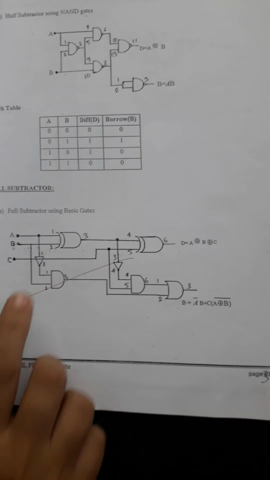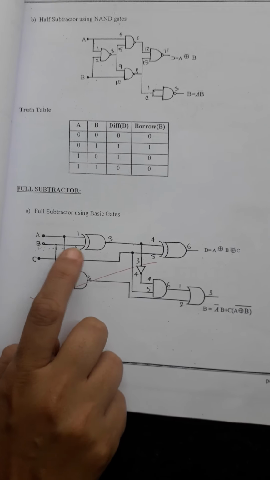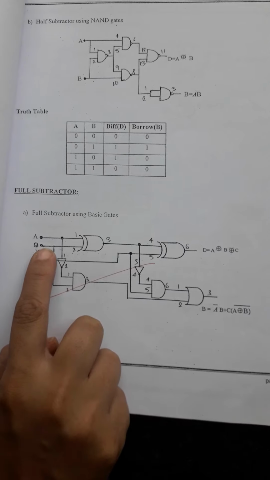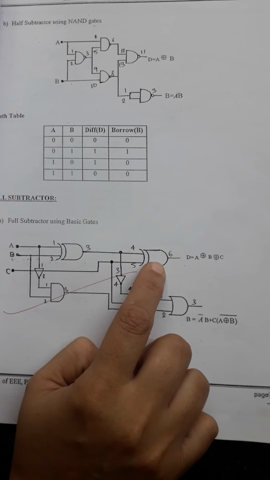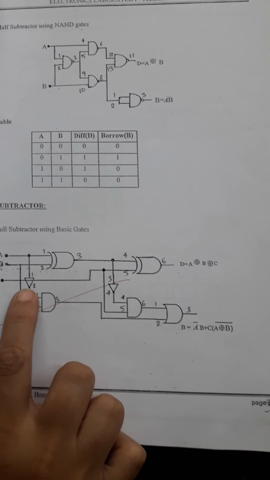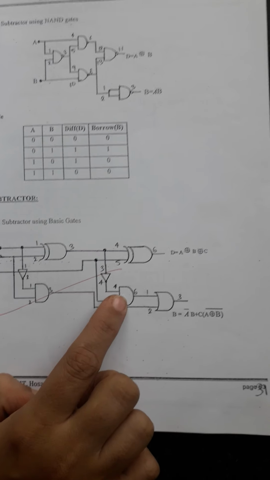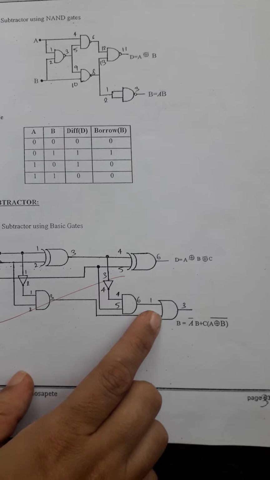Next, coming to full subtractor. So full subtractor, 1 is connected to the input, 2 is connected to the input, using basic gates. So this is XOR gate, this is XOR gate, AND gate, NOT gate, NOT gate, AND gate and OR gate.